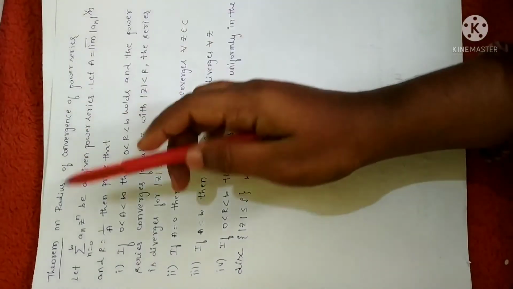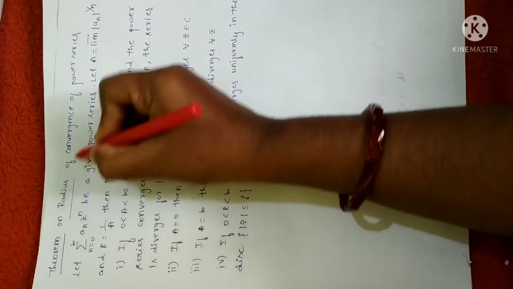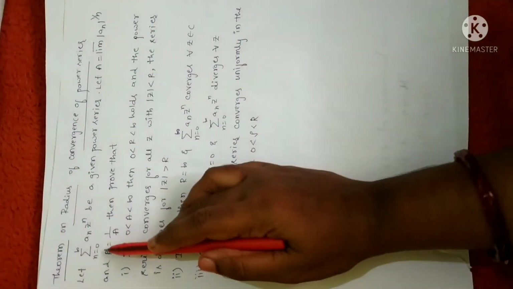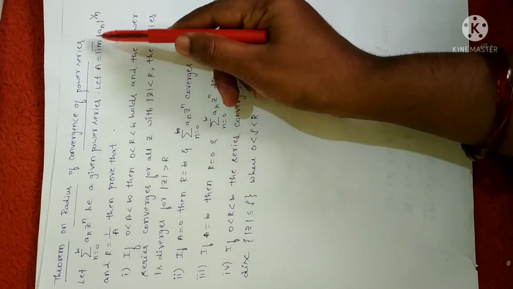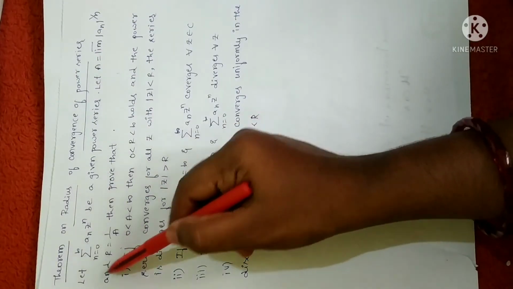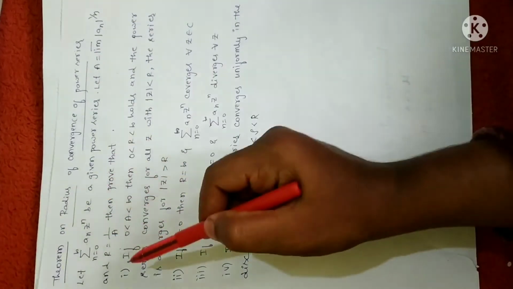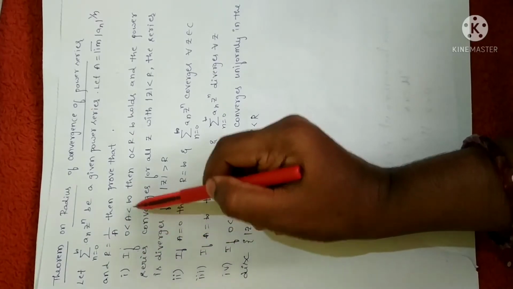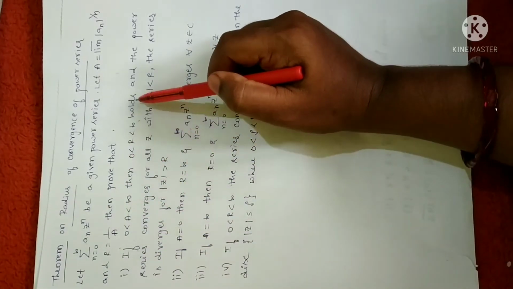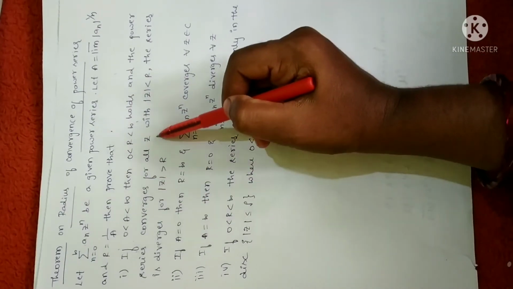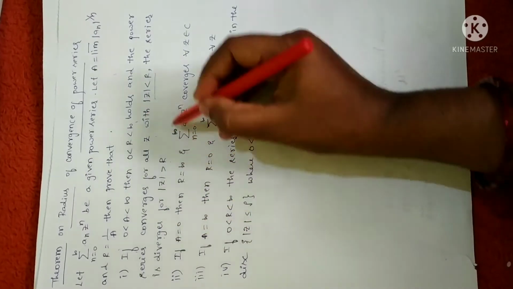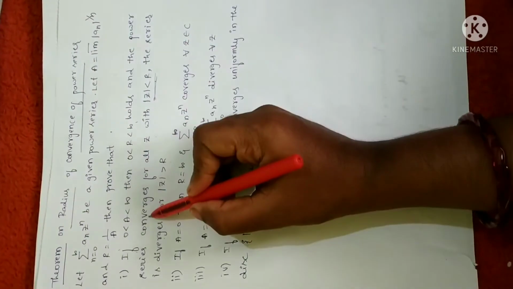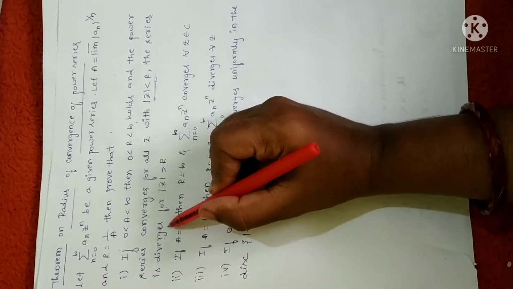Now let us prove the theorem based on this radius of convergence of a power series. So here is the theorem statement, a theorem on radius of convergence of a power series. Let summation n equal to 0 to infinity a_n into z to the power n be a power series, and a is the limit supremum of |a_n| to the power 1 by n and r is equal to 1 by a. That is the definition of radius of convergence. Then we have to prove that if a lies between 0 and infinity and r lies between 0 and infinity, the power series converges for all z with mod z less than r, and the series diverges for mod z greater than r. In the sense, if mod z is less than r, we have to prove the series is convergent. If mod z is greater than r, we have to prove the series is divergent.